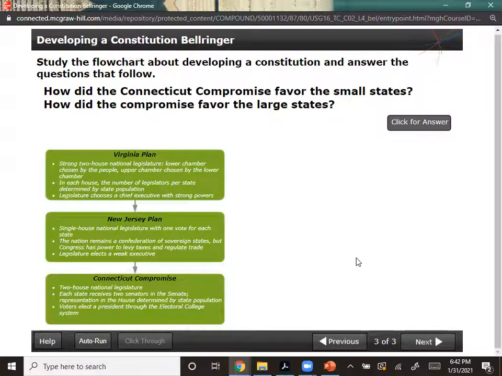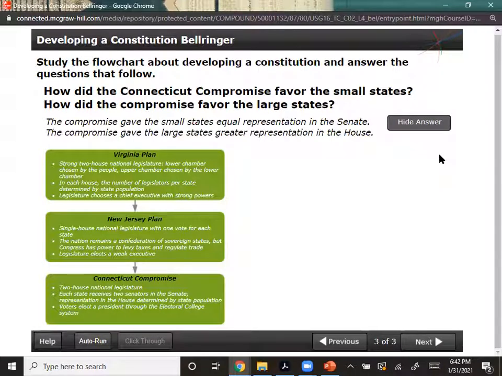How did the Connecticut Compromise favor the small states, and how did it favor the large states? So the compromise gave the small states equal representation in the Senate, and it gave the large states greater representation in the House because it was based on population.